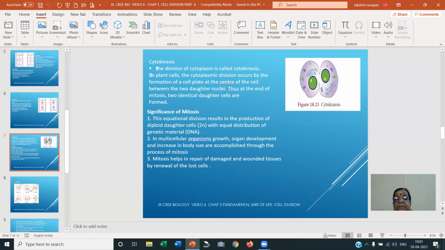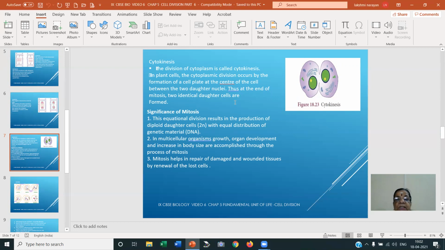In plant cells, cytoplasmic division occurs by the formation of a cell plate at the center of the cell between the two daughter nuclei. In our previous diagram, thus at the end of mitosis, two identical daughter cells are formed. These are the 4 stages of mitosis. What are they? Prophase, metaphase, anaphase, and telophase.